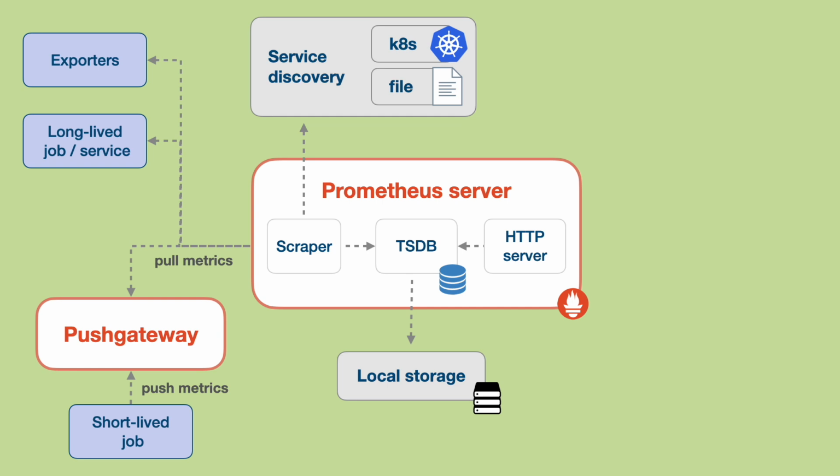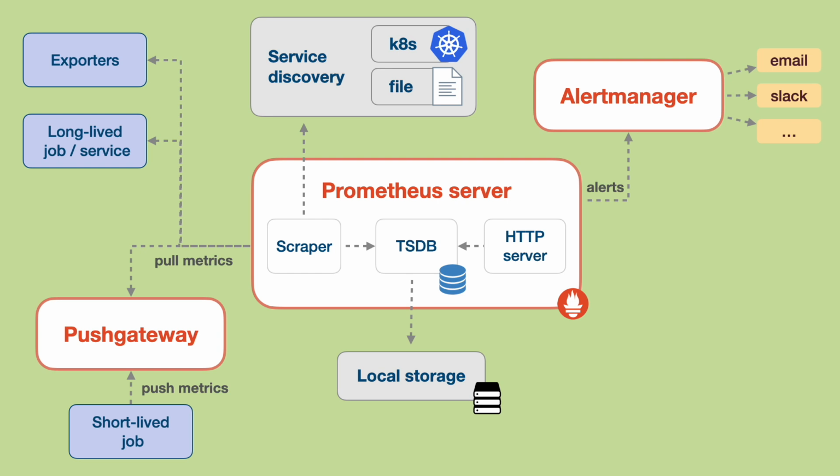Now, once metrics are scraped and stored in the time series database, it's time to use them. Prometheus can detect problems by evaluating alert rules. When a rule is violated, it sends an alert to a special component called Alertmanager. Alertmanager is responsible for sending the alert to the right channel, such as Slack, email, or PagerDuty, for example. It can also retry notifications if needed. Alertmanager can identify duplicate alerts and handle them correctly.